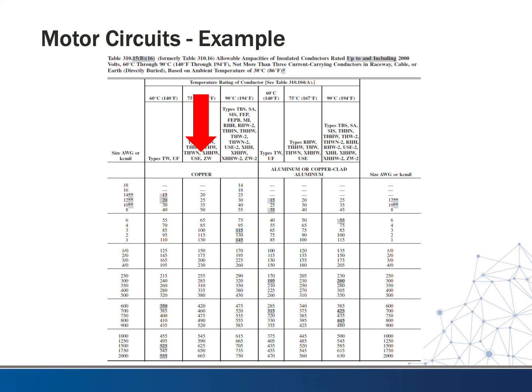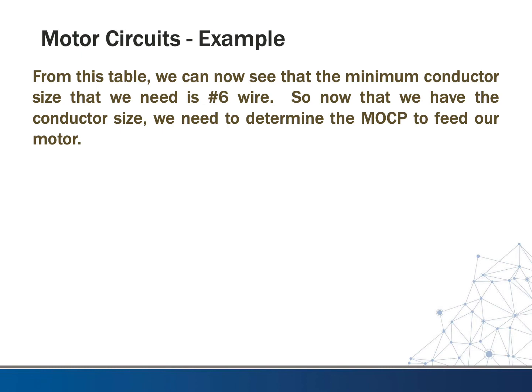And then we go down that column until we find the number of the MCA or the next higher number. When we extend that down, 65 is the next higher number. Then we read over to the left to give us our wire size, which we do here. And we see that we're going to need at least a number 6 wire run to this motor. So again, from this table, the minimum conductor size that we need is number 6. Remember, we can go larger, we just can't go smaller than that.